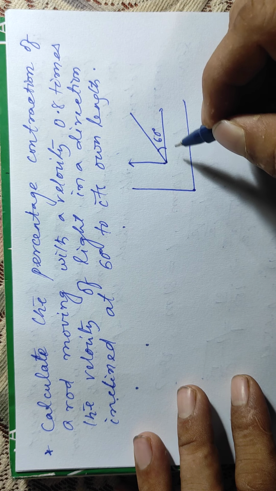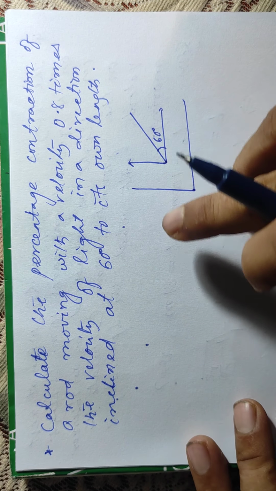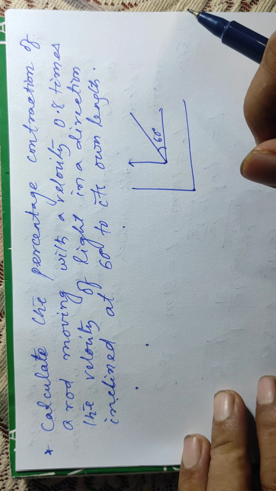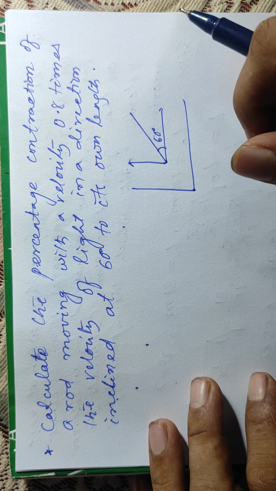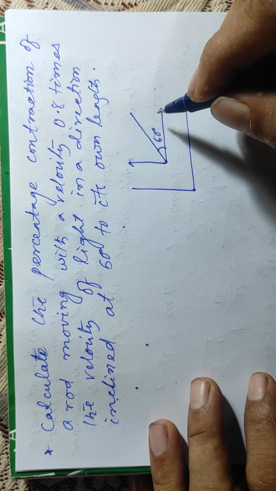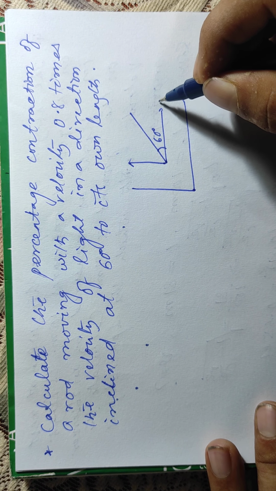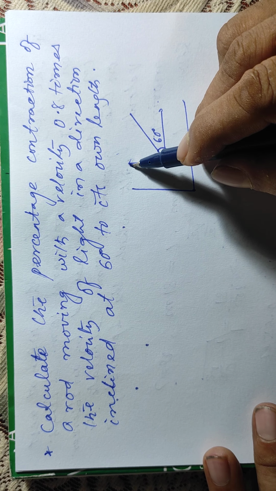And it should be horizontal. So 60 degree to its own length. At rest, it is like this, horizontal, and while moving, it is moving in this direction. Clear? And now this one is L cos 60, this is L sin 60. Clear?